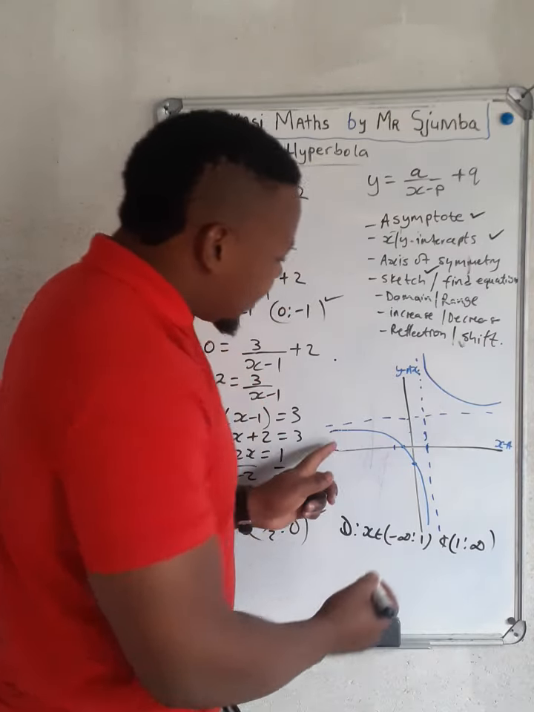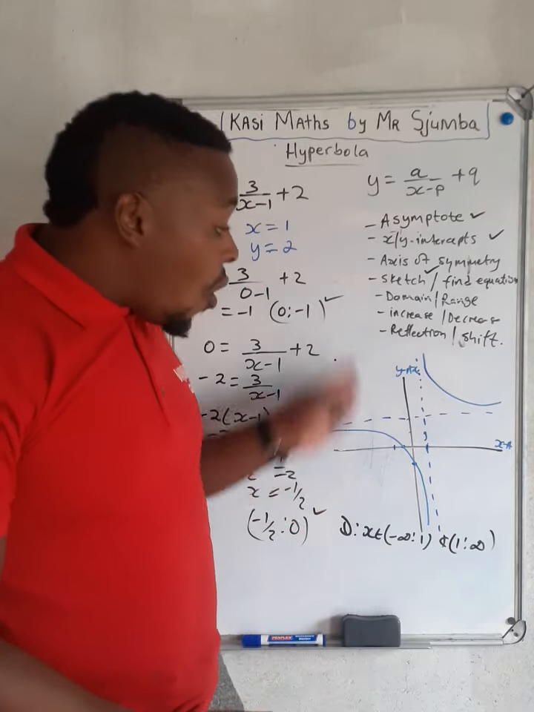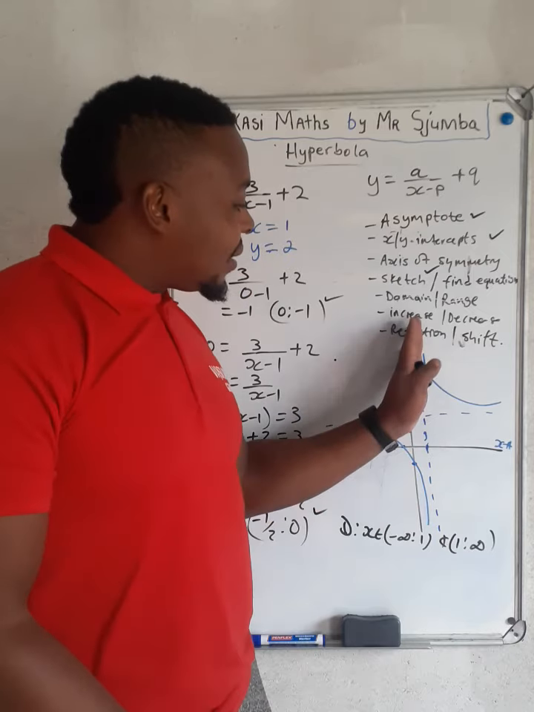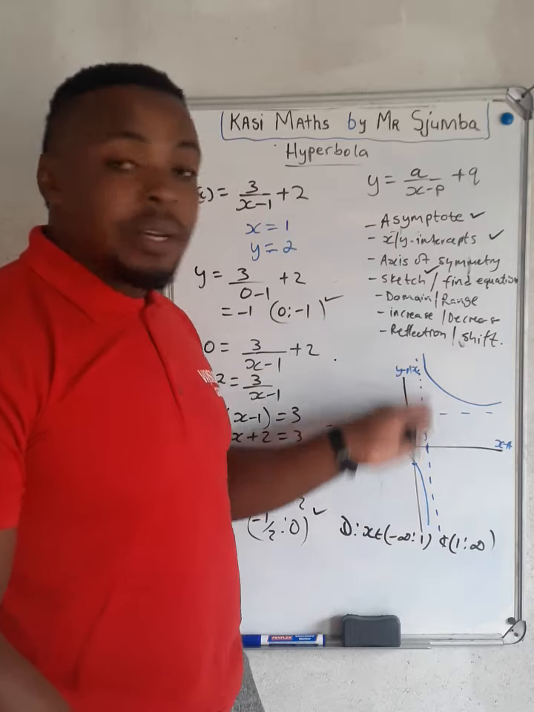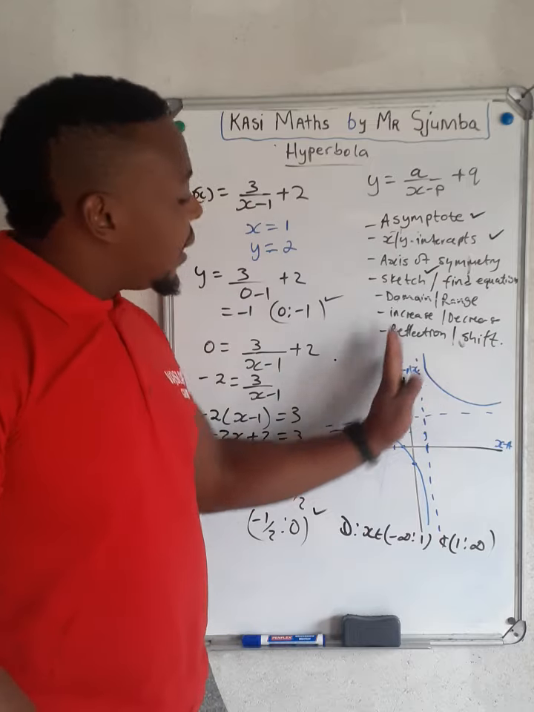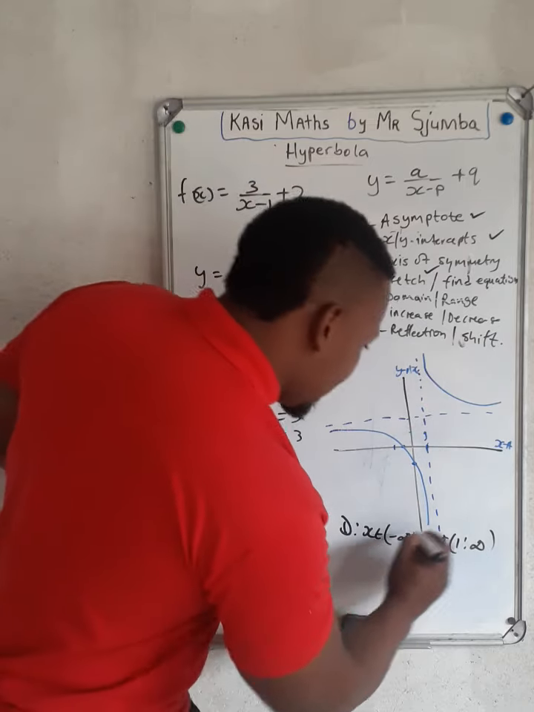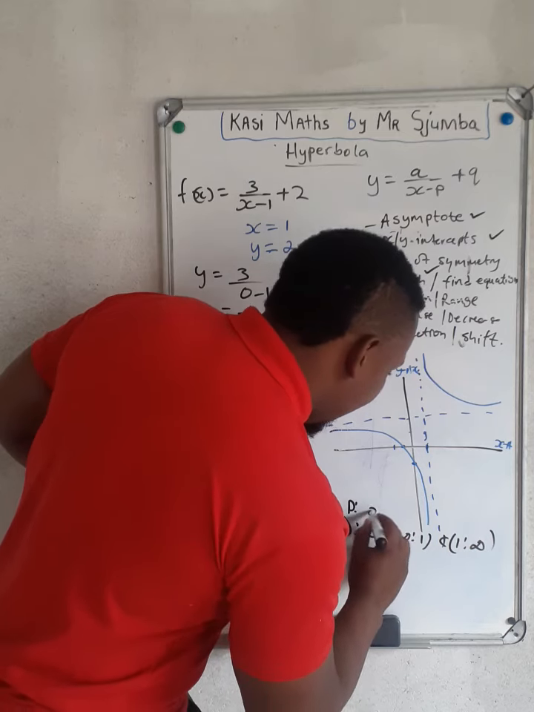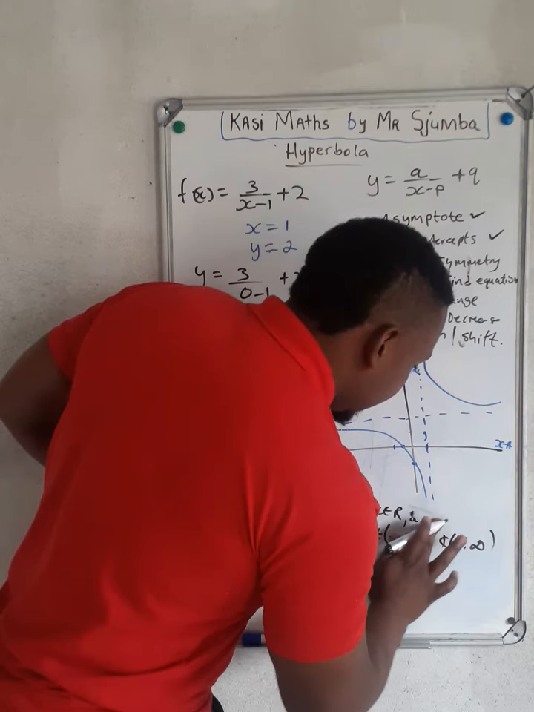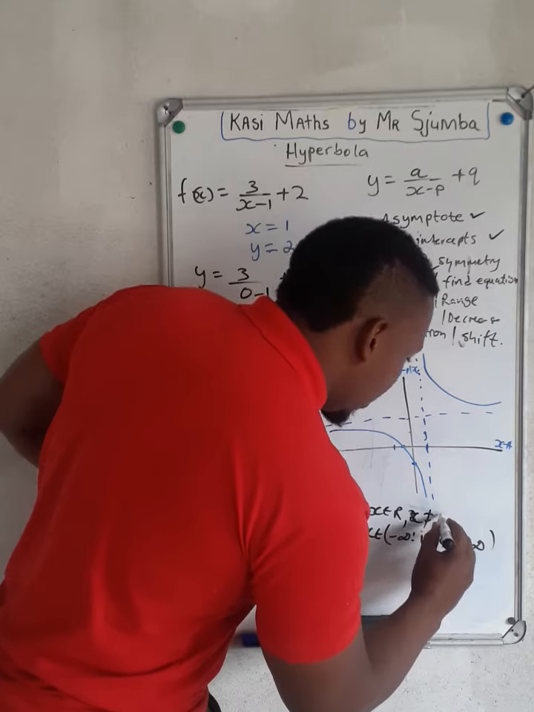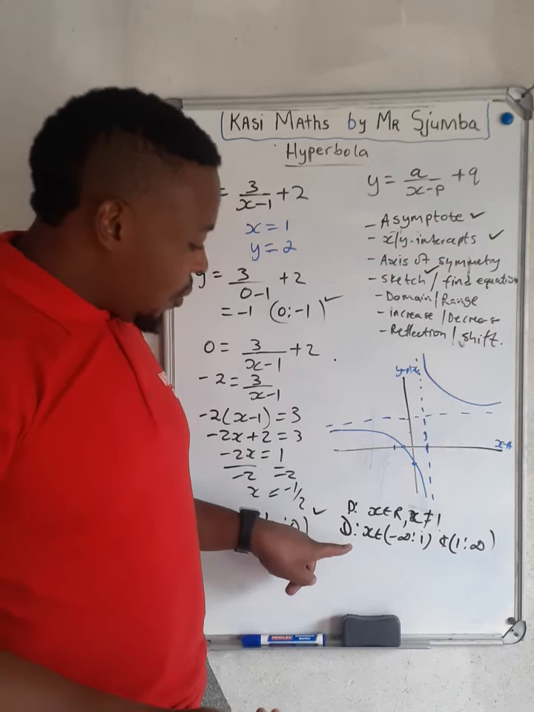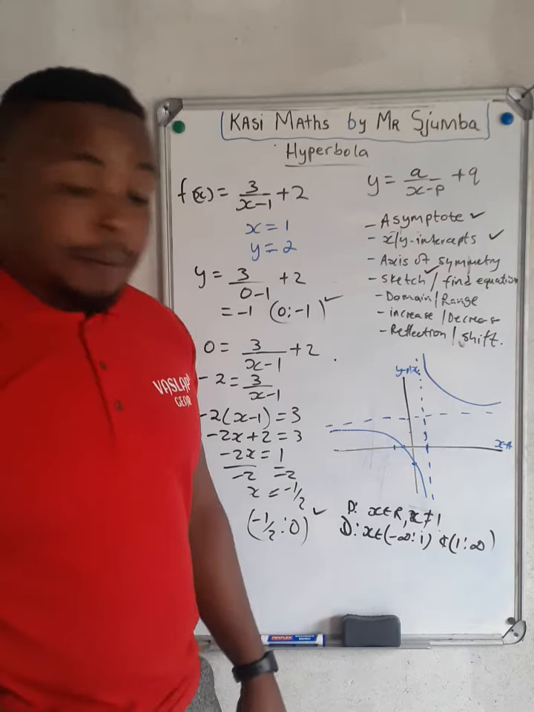Another way of writing this: we can say the graph exists for all x values, because it exists at minus 1 and at minus 5, but the only x value where the graph does not exist is where x is equal to 1, which is where the asymptote is. So another way is to just say the domain is x is an element of all real numbers, but x should not equal 1. It's up to you which way you write the domain.